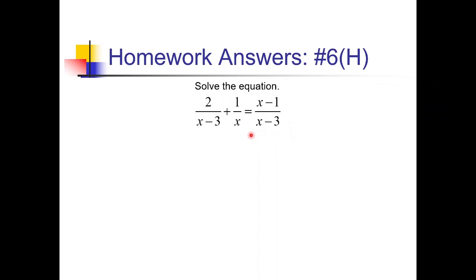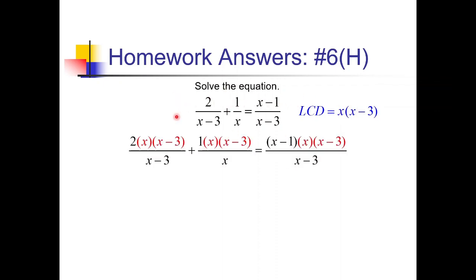So the LCD on this one, we have an x and an x minus 3, and that's it. So we'll just multiply that by all of our numerators here. So each of these numerators gets the LCD. And the effect of that is that because the LCD is divisible by all the denominators, we actually can cancel out all the denominators right away.